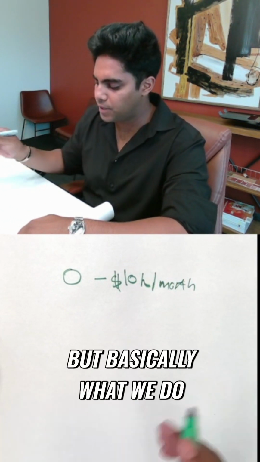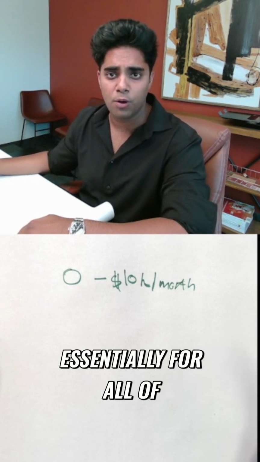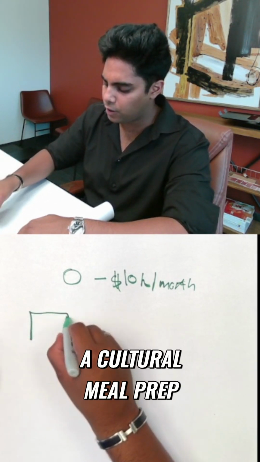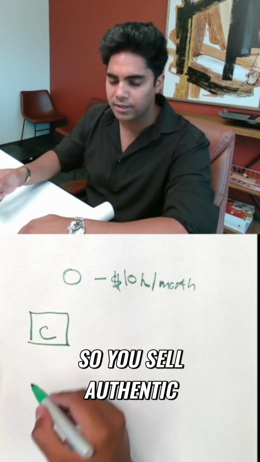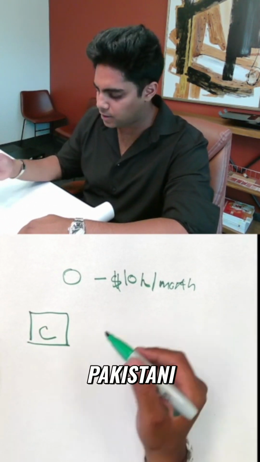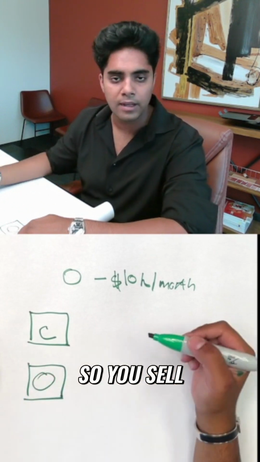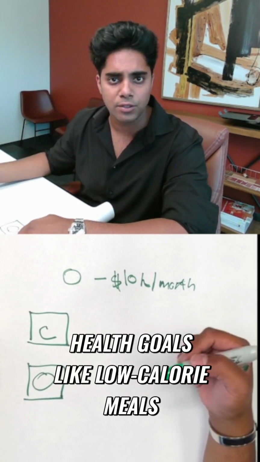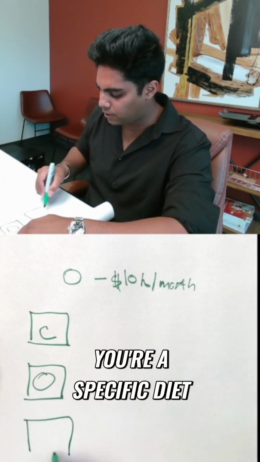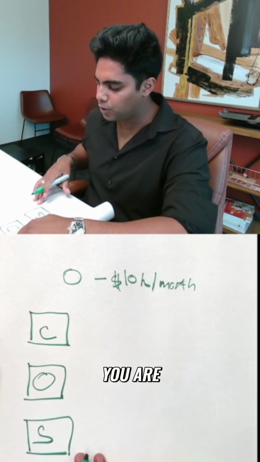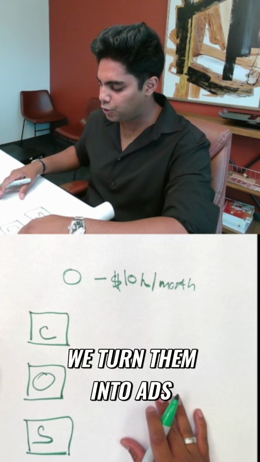Sorry for my writing, but basically what we do essentially for all of our brands is as soon as you come in, we put you in one of three categories. So you are either a cultural meal prep, so you sell authentic taste of home, Indian, Pakistani, Peruvian, etc., or you're an outcome-based meal prep, so you sell health goals like low-calorie meals, lose weight, and then finally your specific diet such as keto, paleo, vegan. Depending on which one you are, we then go ahead and craft messaging and we turn them into ads.